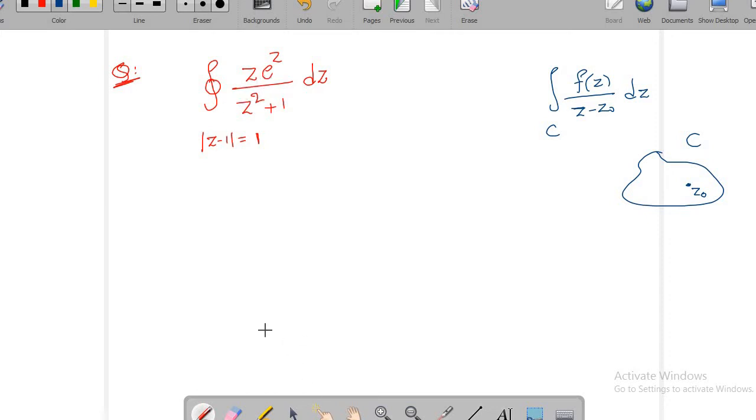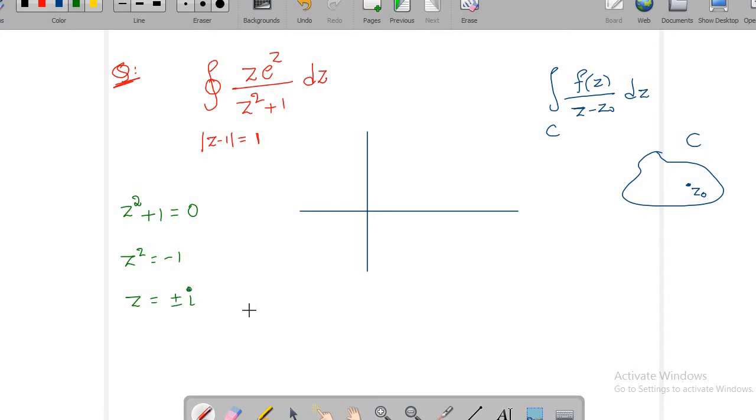Okay, what are the problematic points? The denominator becomes 0, sir. If z is equal to i, the denominator will become 0, so it is not defined. Yeah, that's correct. So the problematic points are z square plus 1 equal to 0. So it means z square equal to minus 1, which means z equal to plus or minus i. So these are the problematic points.